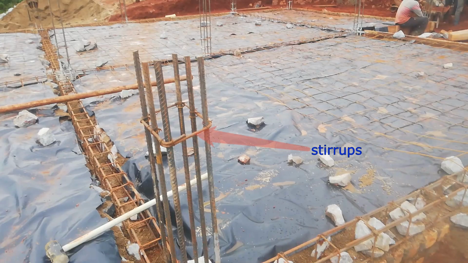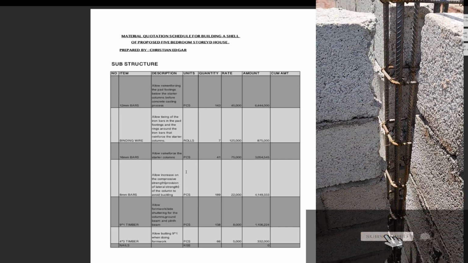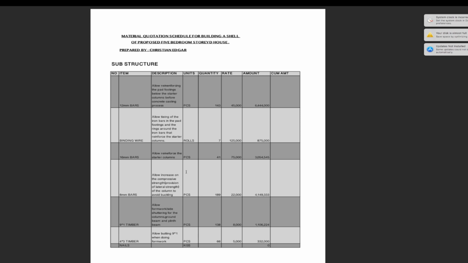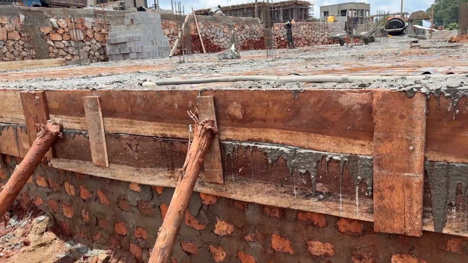We also bought 8mm bars. Now these 8mm bars are the ones that we usually tie as rings. We cut them and then make them into rings, which we call stirrups, but the common term on site is rings. So we bought 189 pieces, and each piece cost us 22,000 shillings, and that cost us 4,149,300 shillings.